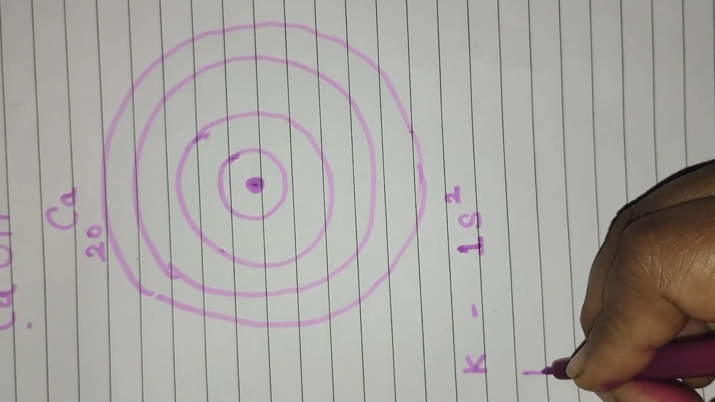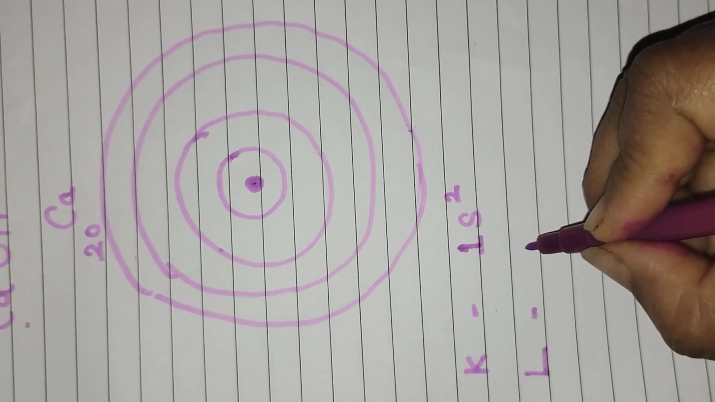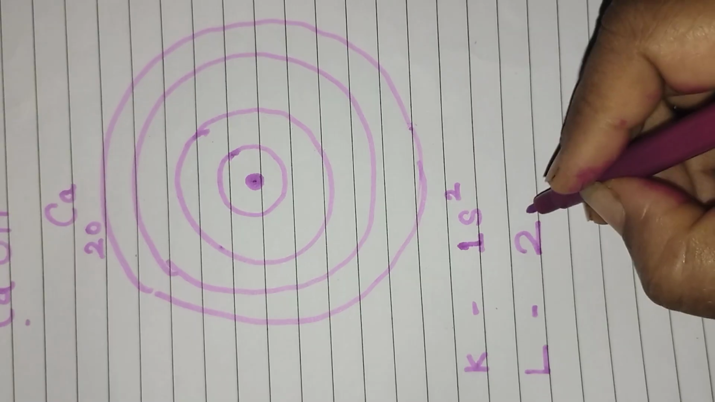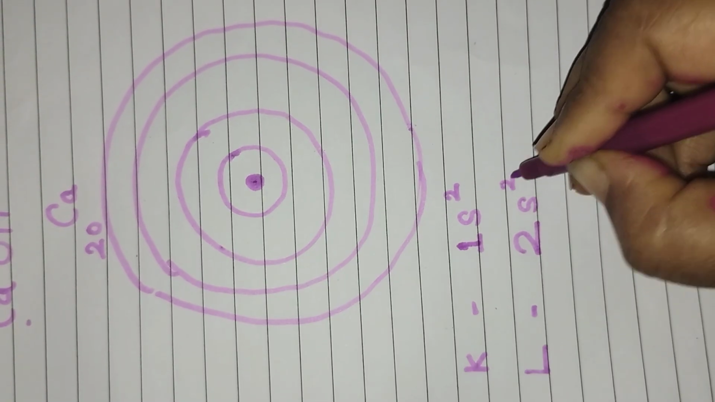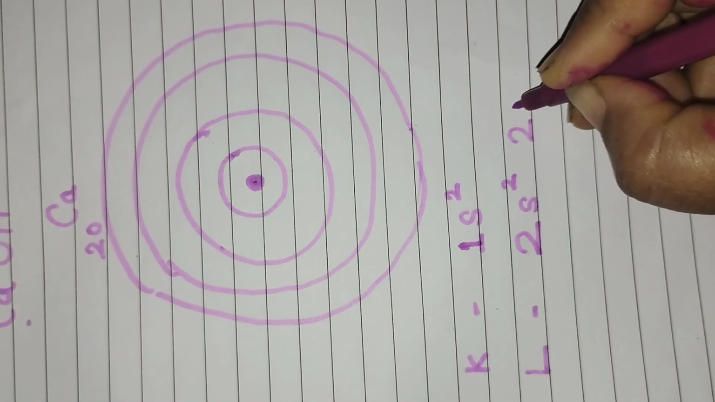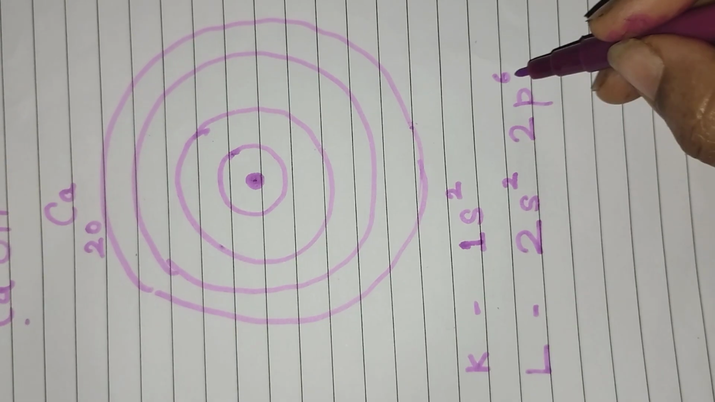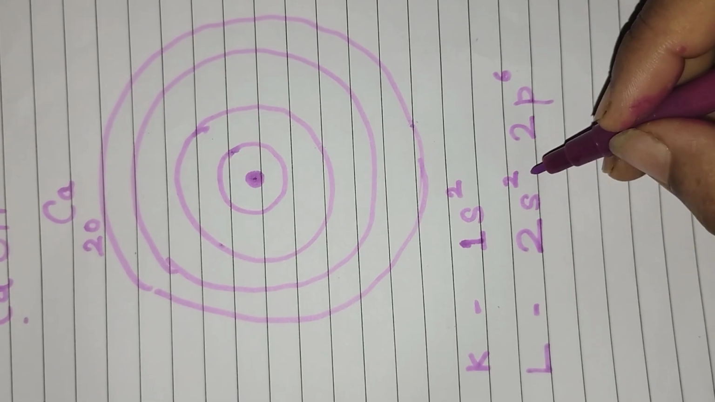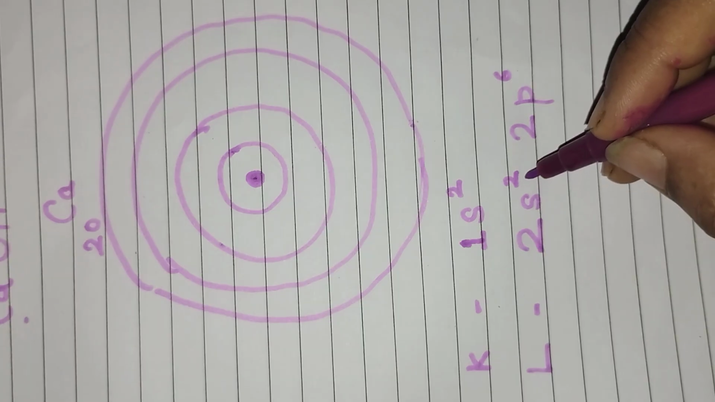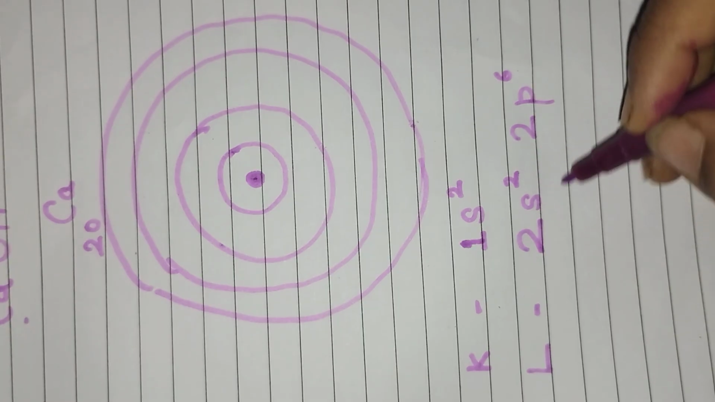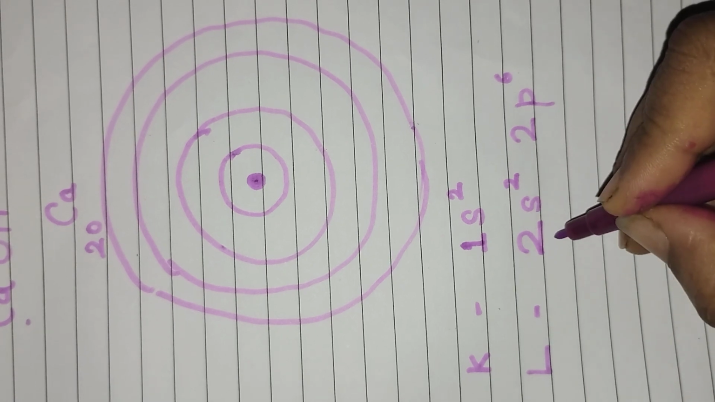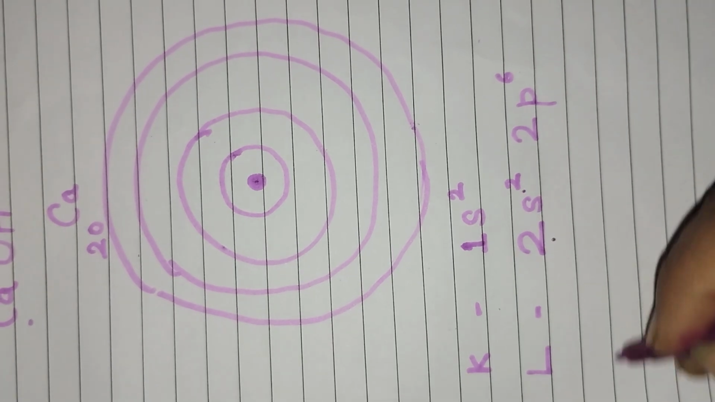Then comes the L shell. The L shell is the second shell, indicated by the number 2, and then 2s2 and 2p6. So totally the L shell will have 8 electrons according to the formula 2n². N being 2, 2 squared is 4, 4 times 2 is 8. So the L shell will have a maximum of 8 electrons, that is in the 2s2 and 2p6 subshells.